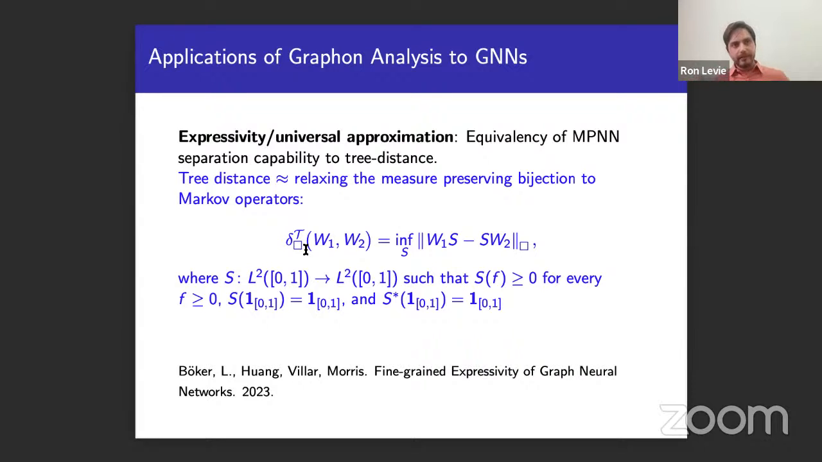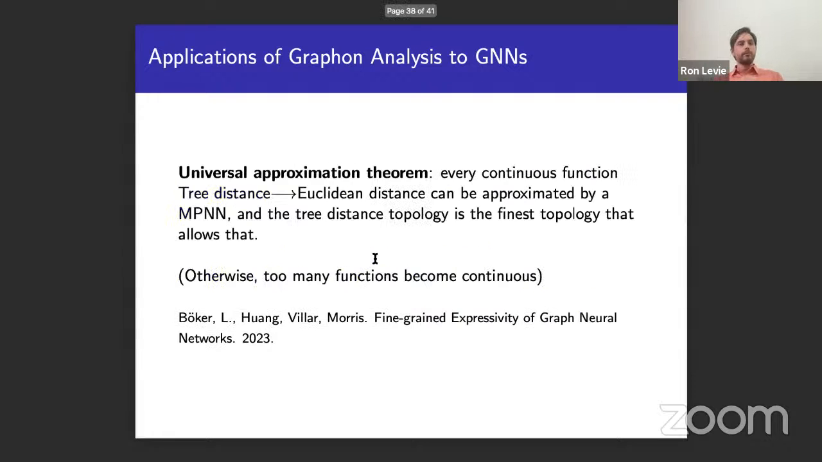And now tree distance has the if and only if result. So the application of any message passing network on two graphs is going to give me something close, if and only if the two graphs are close. So this is already an expressivity result, right? It tells me what is the separation power of message passing networks. And we can also prove a universal approximation theorem. For every continuous function that takes graphs and returns features, like numbers, over tree distance, there is a message passing network that approximates it.